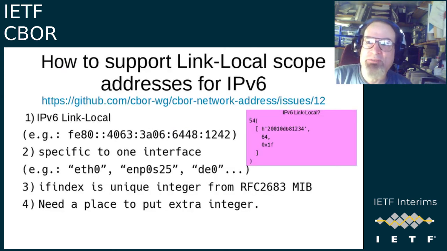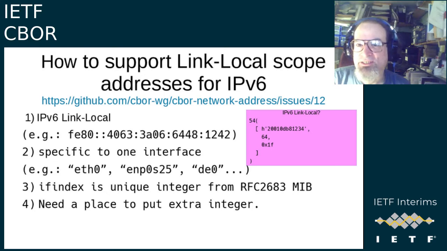How are we going to do IPv6 link local addresses? So what are they? I guess probably most people here know this, but I'll say this anyway. They typically start with FE80, a bunch of zeros, and then a 64-bit IID, which is sometimes derived from a layer 2 address. And they're specific to one interface. Those interfaces in APIs are sometimes named with different types of names, but internally it is the IF index that is used.